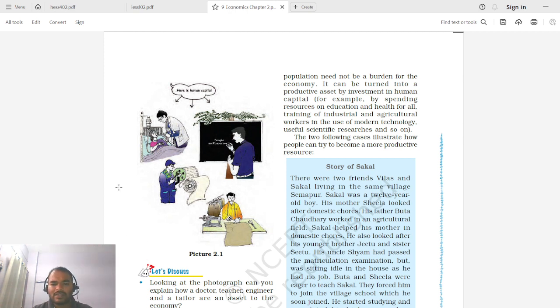So different skills can be given to people, say for example in the field of education, health, training, industrial skills, and agricultural skills can be given to the farmers. They could be taught using modern technologies. So these are the different ways in which government can help people in increasing their knowledge and skills.